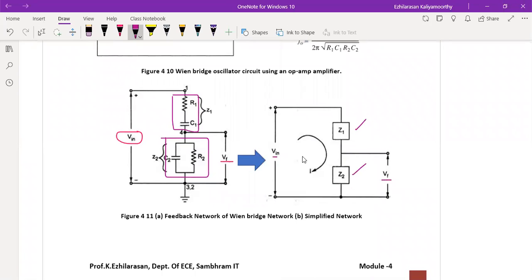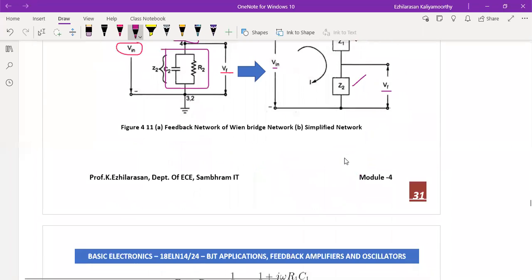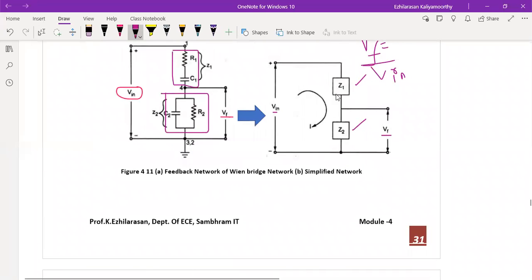Now what I need, using mesh analysis or KVL, we have to find out VF by Vin. This is what we have to calculate. That is VF by, output in the sense which output there? Feedback output. VF by Vin we have to calculate. So how can we calculate? Just let us go for the expression. Z1.